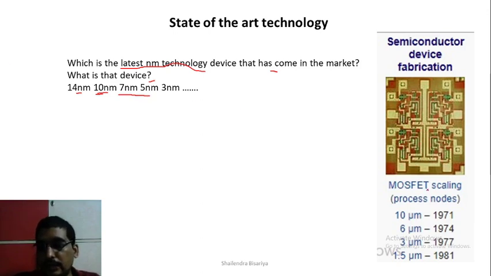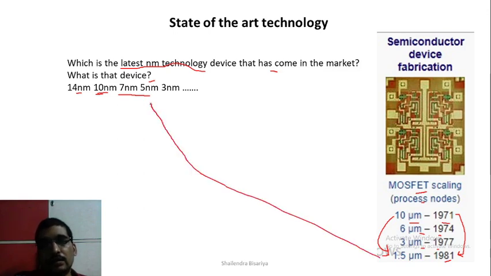Okay, if we have a look here, MOSFET scaling process nodes. In 1971, we had chips with 10 micrometer technology, in 1974 6 micrometer, in 1977 3 micrometer, and in 1981, that means in a decade from 1971 to 1981, we reached from 10 micrometer to 1.5 micrometer. Now four decades have passed after 1981, and where are we? At 5 nanometer.